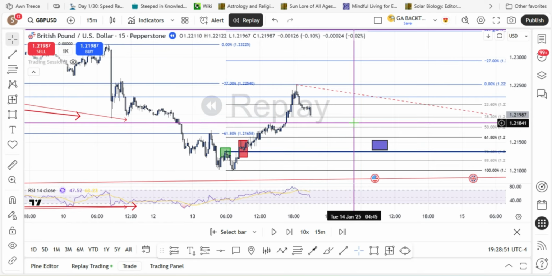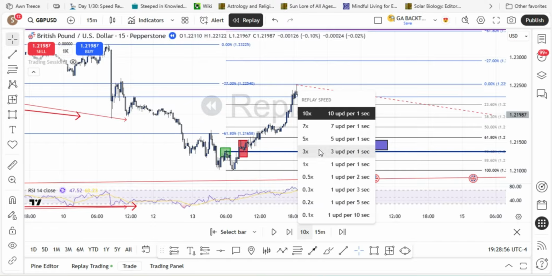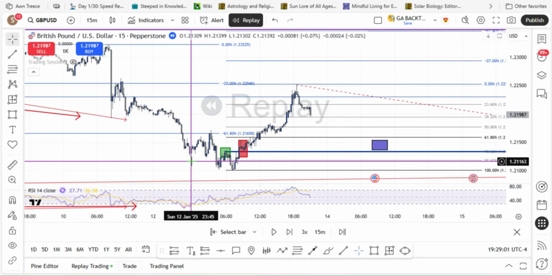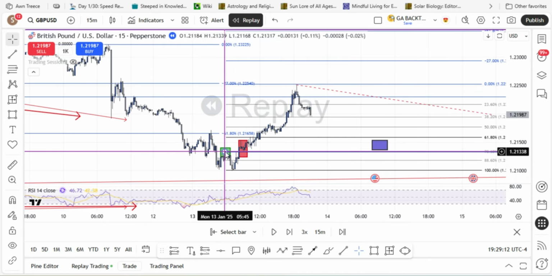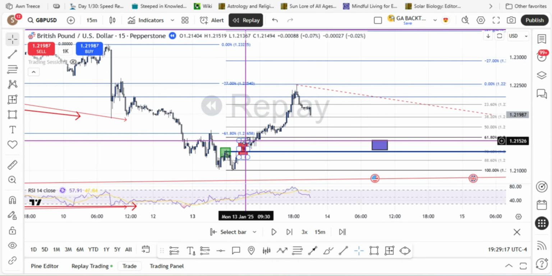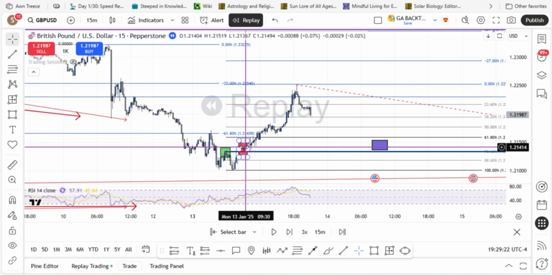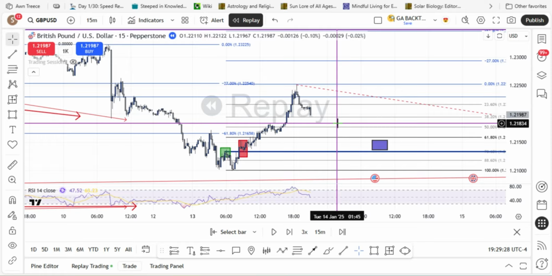So let's slow this down. Okay. So this point right here, this was the last lower high. And then it broke out here, and then kept forming higher highs. So that's the breakup structure there. So that's how we're identifying that.